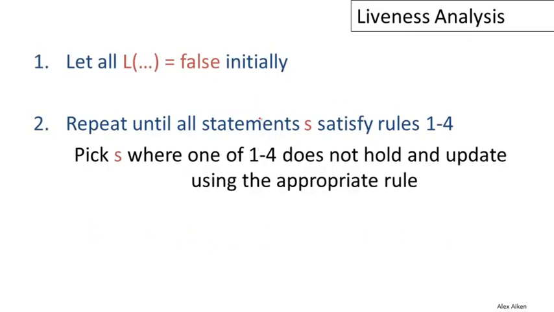So those are the only 4 rules, and now we can give the algorithm. Initially, we let the liveness information for x be false at all program points, and then we repeat the following until all the statements satisfy the rules 1 through 4. It's the same algorithm that we used for constant propagation. We pick some statement where the information is inconsistent, and then update the information at that statement with the appropriate rule.